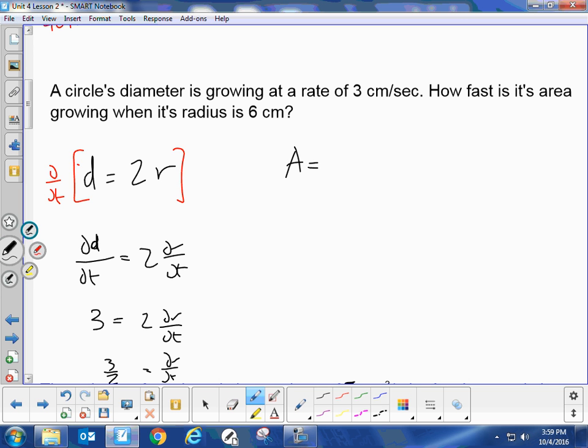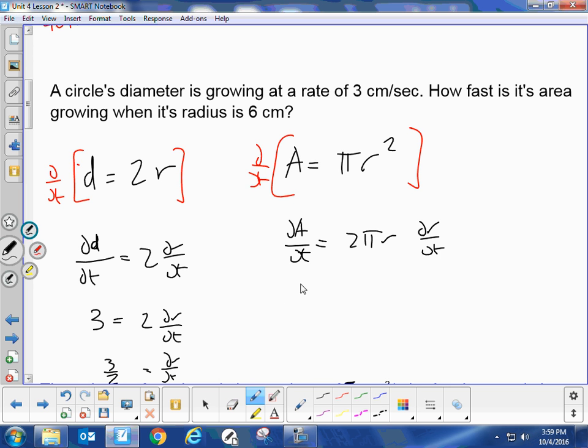Okay, how fast is the area growing when the radius is 6 centimeters? Well, we need the area formula. Taking d/dt, we get dA/dt is equal to 2 pi r dr/dt. dA/dt is what I want to find. I have r, and I have dr/dt. It's 3 halves, half of dD/dt. So we'd end up with 18 pi. This is area, so it'll be units squared per second.